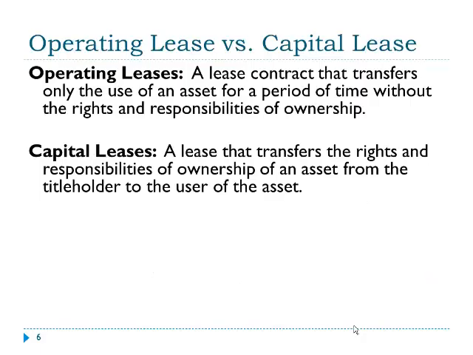Here again is our definition for operating versus capital lease. The capital lease is a lease that transfers the rights and responsibilities of ownership of an asset from the title holder to the user of the asset. The lessee has the use of the asset but not the title to it. So the formal legal form is still a lease, but the economic essence is that they've purchased an asset and financed it.